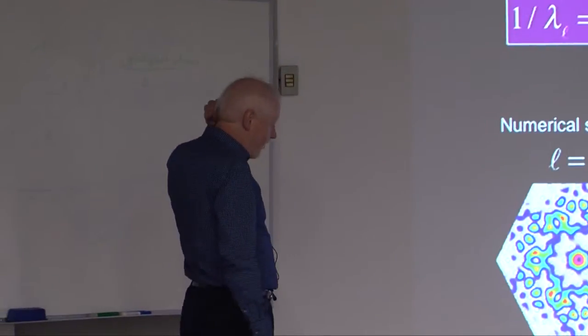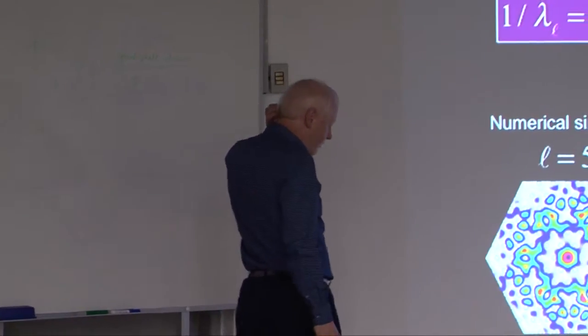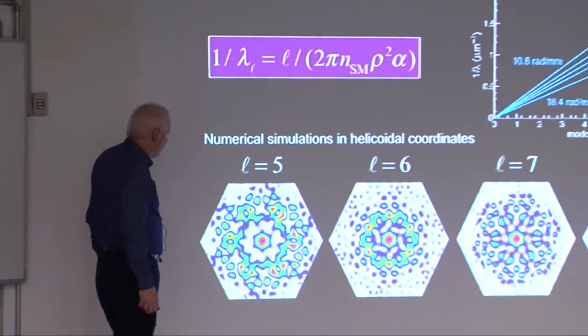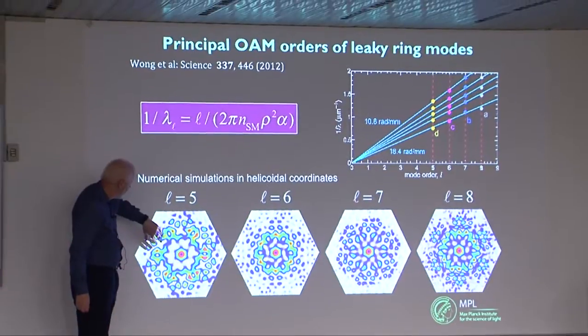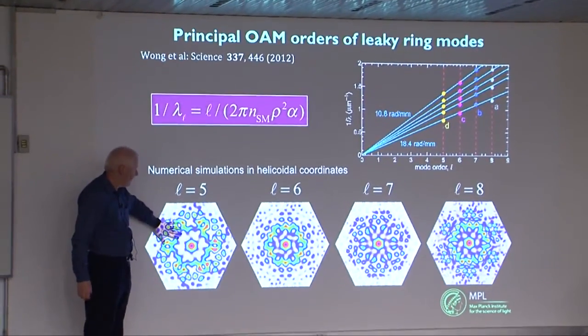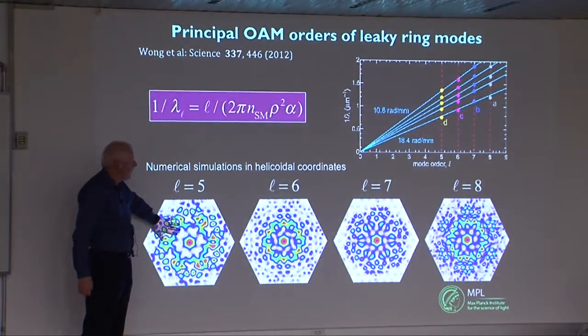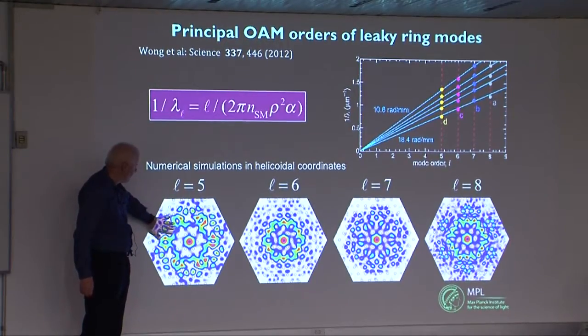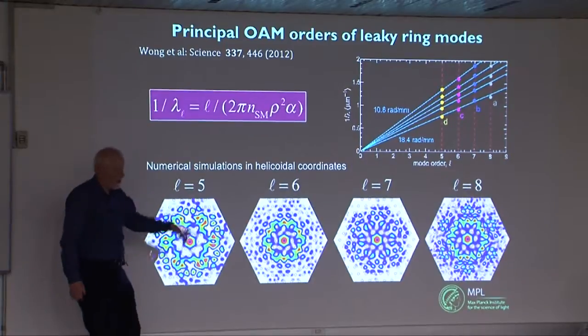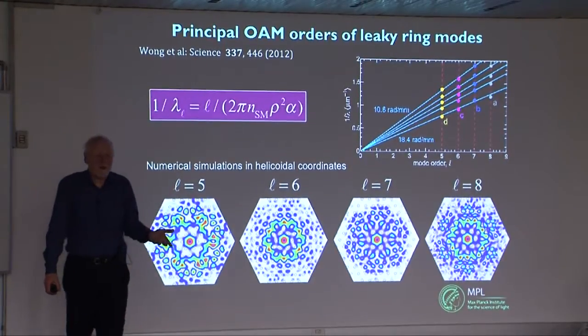Okay, and here are some pictures of these mysterious modes. Using finite element modeling, we weren't able to actually take pictures of these in the lab, because they turn out to be very lossy, for reasons which I'll explain in a moment. These modes are extremely lossy. This is the reason you get a dip, actually. If they weren't lossy, you wouldn't get a dip.